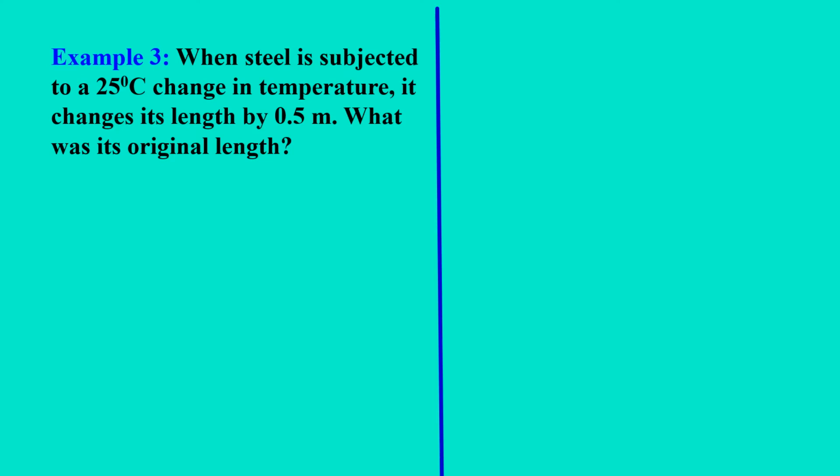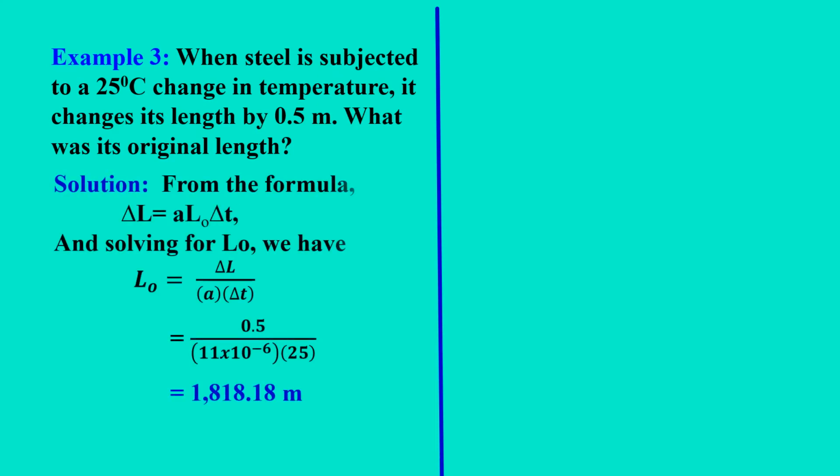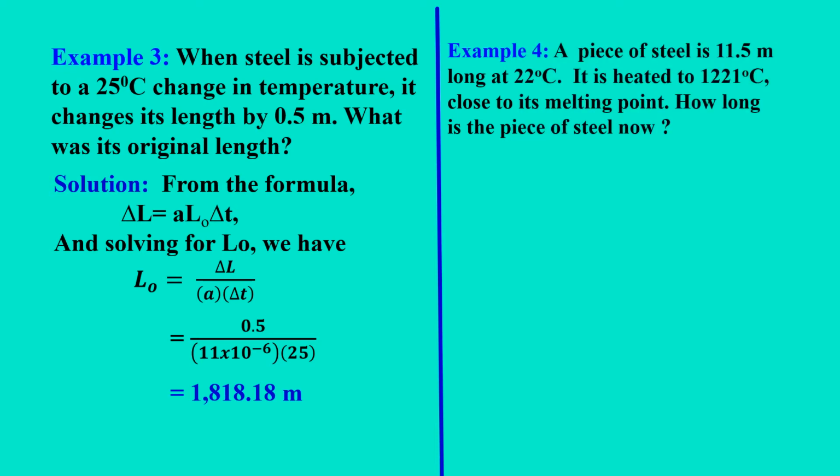Example number 3. When steel is subjected to a 25 degrees Celsius change in temperature, it changes its length by 0.5 meter. What was its original length? Solution. From the formula delta L equals A L0 delta T, and solving for L0, we have L0 equals delta L over A delta T. Substituting the values and simplifying, the original length is 1818.18 meters.